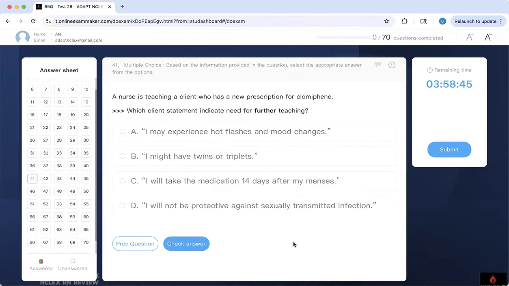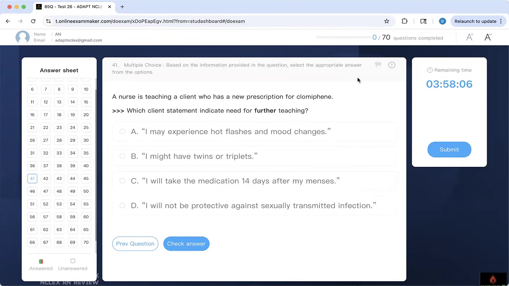Which client statement indicates the need for further teaching? A nurse is teaching a client who has a new prescription for what? Clomiphene. This is health promotion, but the pharmacology aspect of it. A: I may experience hot flashes and mood changes. B: I might have twins or triplets. C: I will take the medication 14 days after my menses. D: I will not be protected against sexually transmitted infection. Which one needs further teaching?